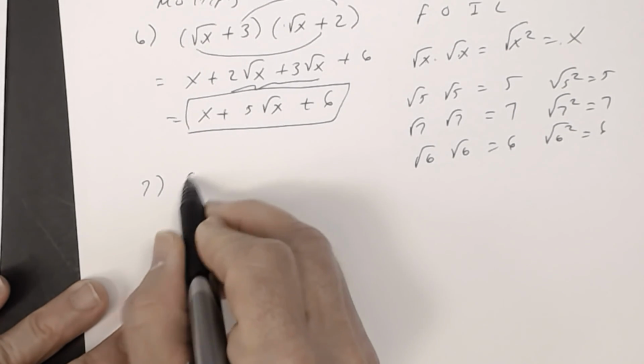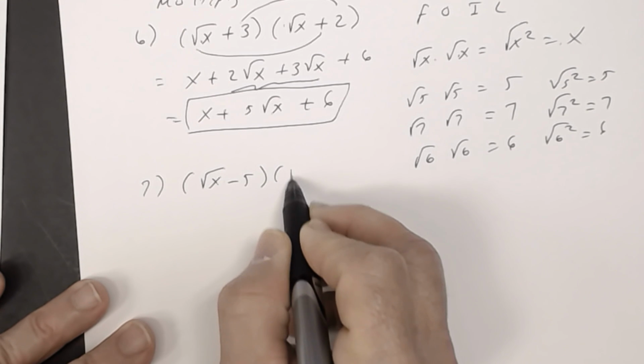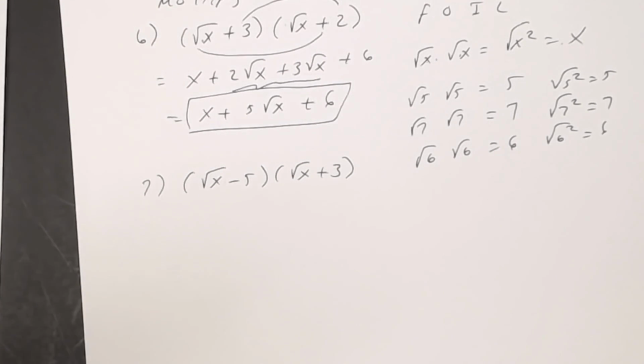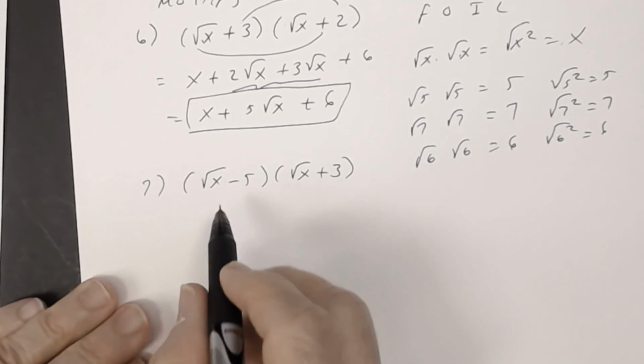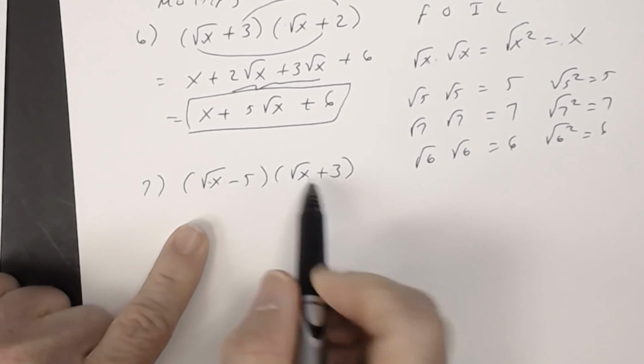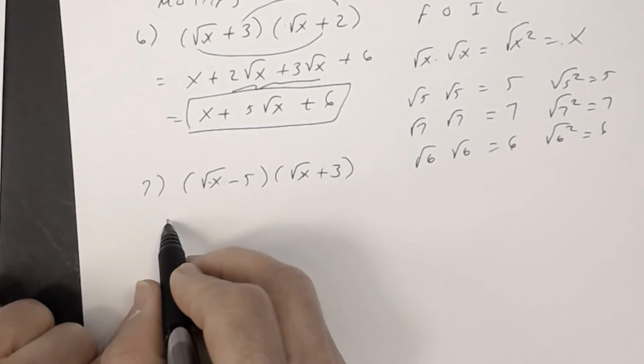Okay, number 7. Suppose you had the square root of x minus 5 times the square root of x plus 3. All right, let's try that one. So again, FOIL, you have two binomials. So FOIL, square root of x and square root of x, we already know what that is. That's the square root of x squared, which is x.